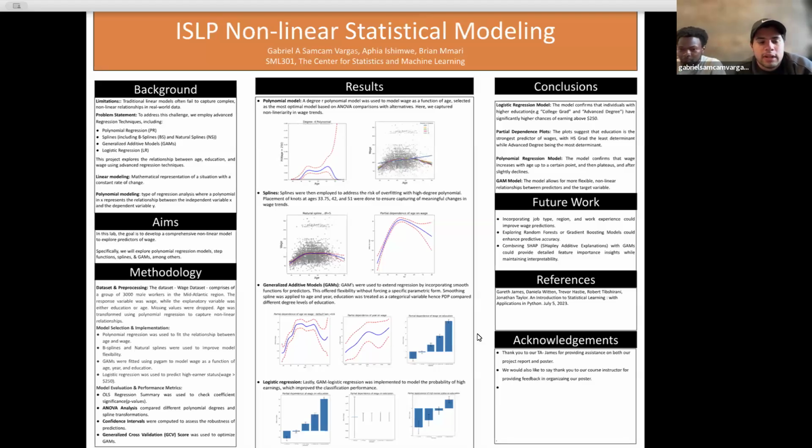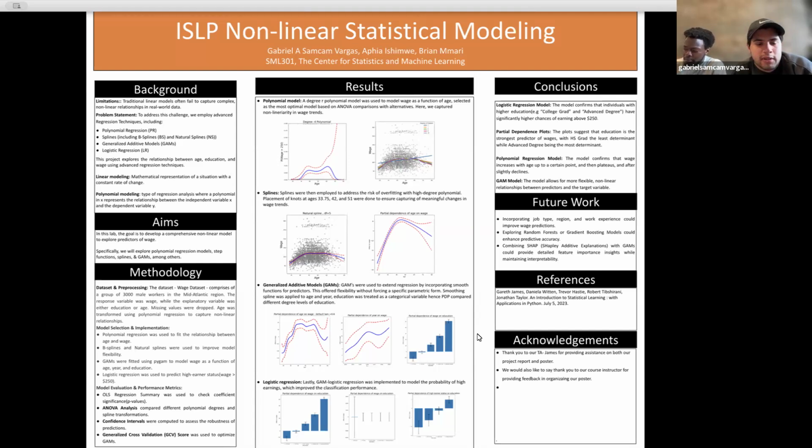Hi, everyone. Today we're going to be exploring a non-linear model to study the different predictors of wage, like age, education, and others. And to do this, we will be employing some advanced regression techniques, which include polynomial regression, splines, generalized additive models, and logistic regression.